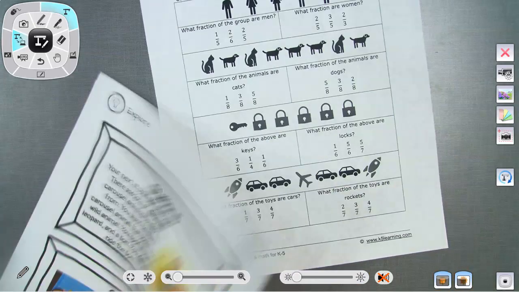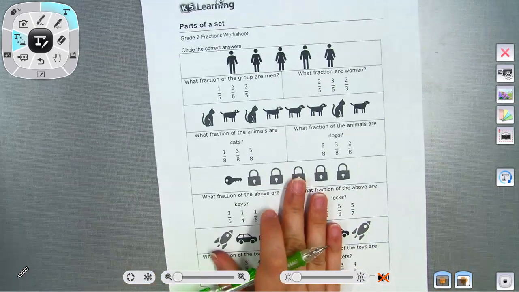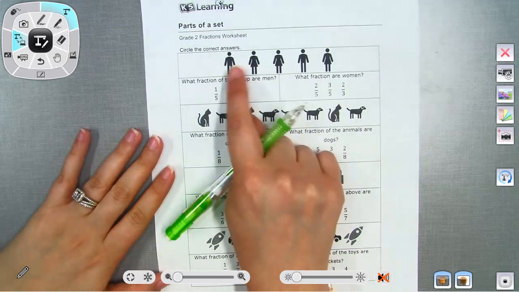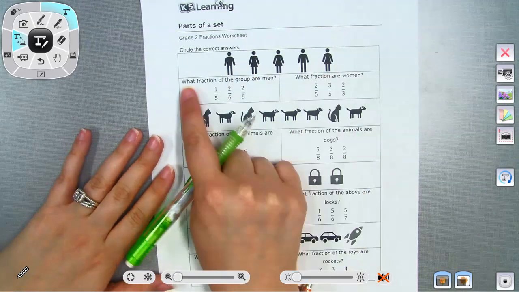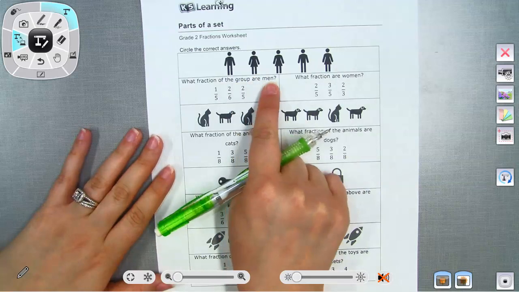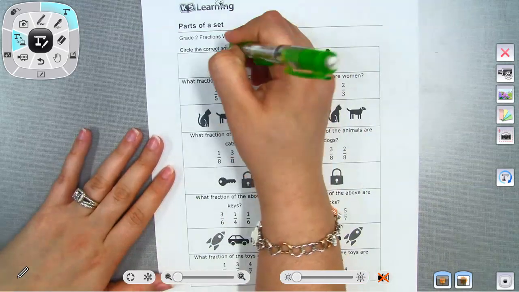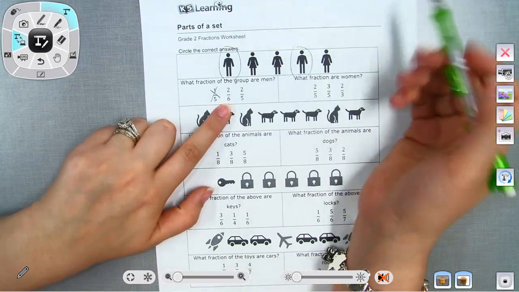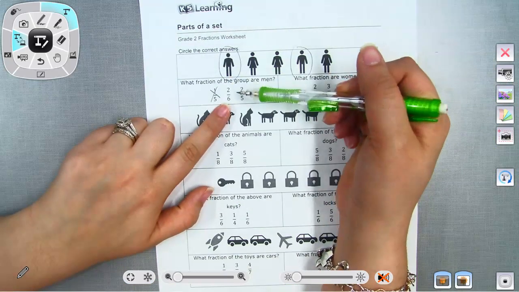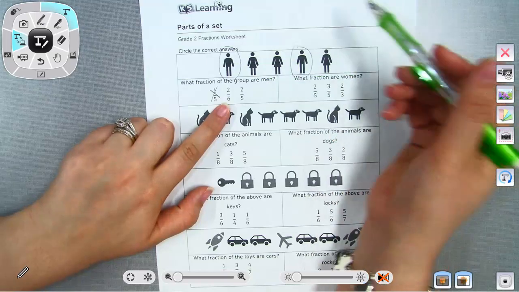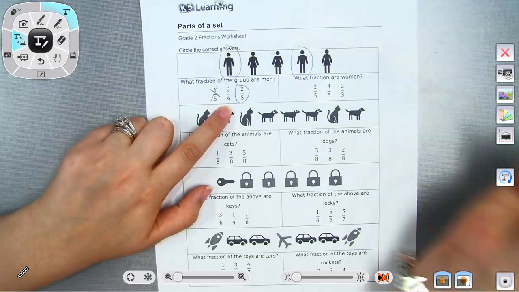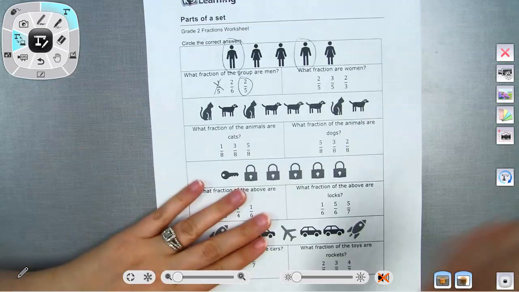Okay, so you will have 2 problems on your assignment that look like this. You will have problems that give you the picture. So here I have a picture. I have 2 boys and 3 girls. So what fraction of the group are boys? So I have 1, 2. But I need to see how many are there in all. 1, 2, 3, 4, 5. So 2/5 are boys.